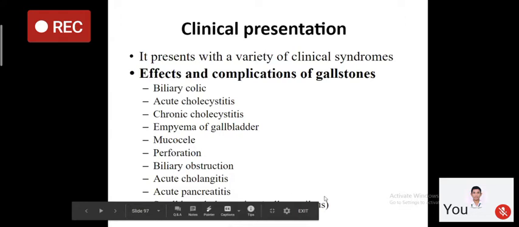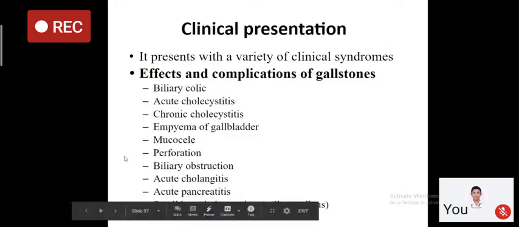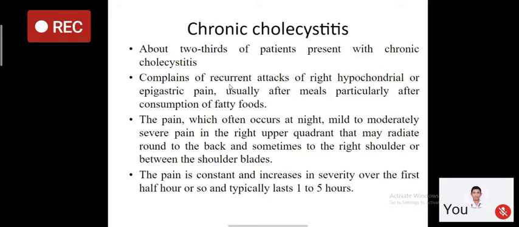and sometimes the patient can present to you with small bowel obstruction, which is called gallstone ileus. So these are the different presentations of gallstone, or we can say these are the effects and complications of gallstone. Out of all these presentations or syndromes, the most common presentation of gallstone is with symptoms of chronic cholecystitis. About 2/3 of the patients with gallstone will present with chronic cholecystitis.